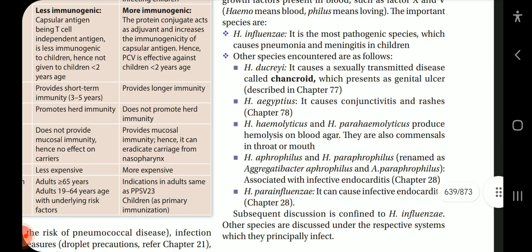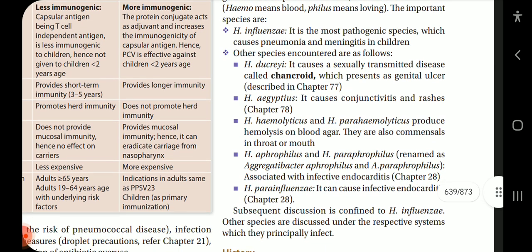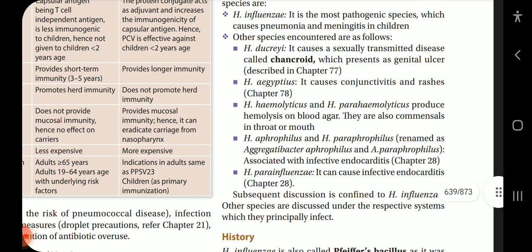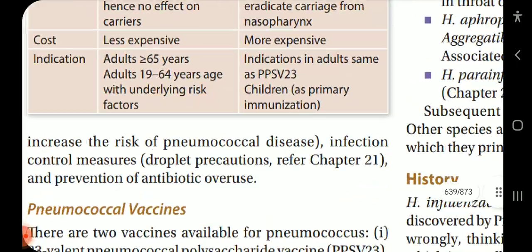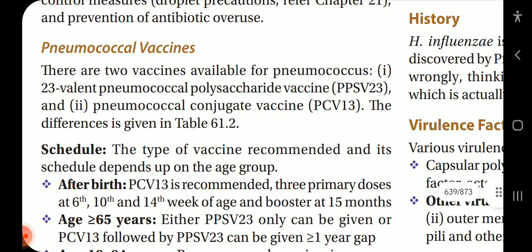Hence, PCV is effective against children less than 2 years. Provides longer immunity, does not promote herd immunity, provides mucosal immunity, hence it can eradicate the carriage from the nasopharynx. It's more expensive, and indications in adults are the same as PPSV23. In children, it can be given as primary immunization. Pneumococcal vaccine: there are two vaccines available for pneumococcus: 23-valent pneumococcal polysaccharide vaccine PPSV23 and pneumococcal conjugate vaccine PCV13.